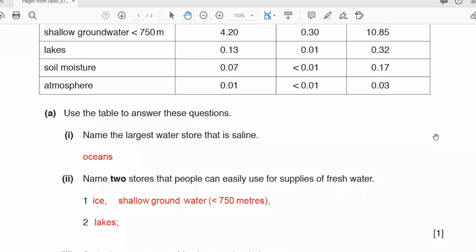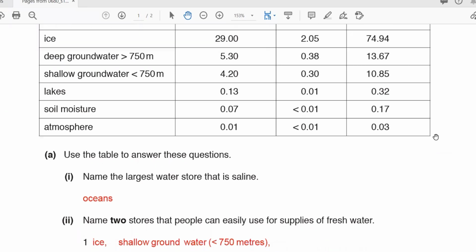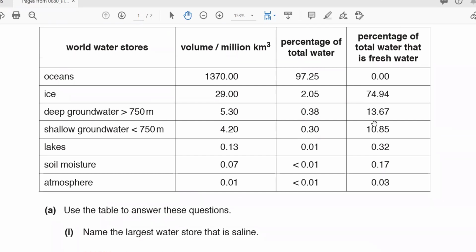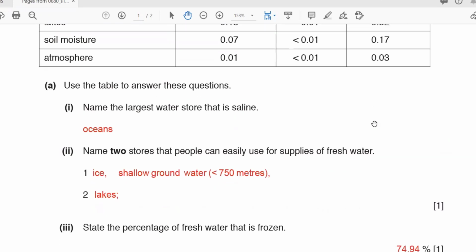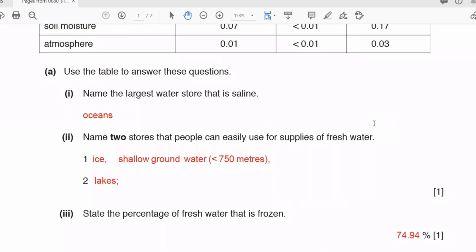State the percentage of fresh water that is frozen. Yes, 74, 94. Yes, 74. Good. Okay.